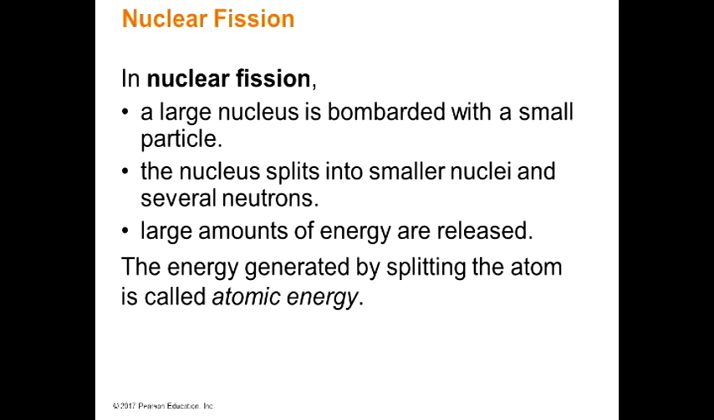And that source of energy comes through what we call nuclear fission. So in nuclear fission, a large nucleus is bombarded with a small particle, and you can guess what that might be, right? The nucleus splits into smaller nuclei and several neutrons. These neutrons reattack. Large amounts of energy are released. The energy generated by splitting the atom is called atomic energy. So fission is essentially atom splitting.